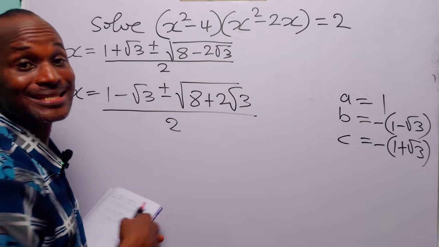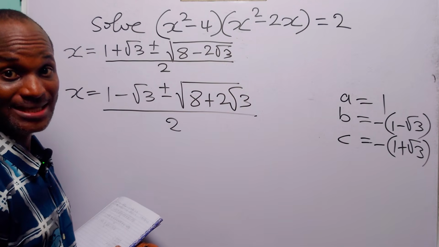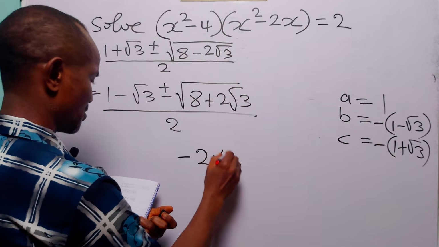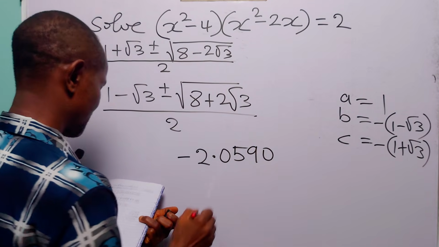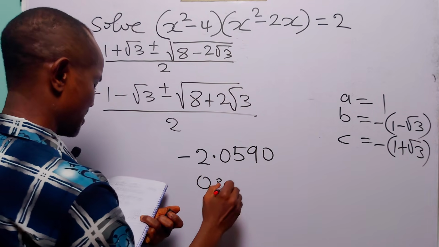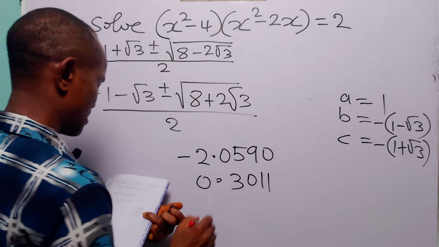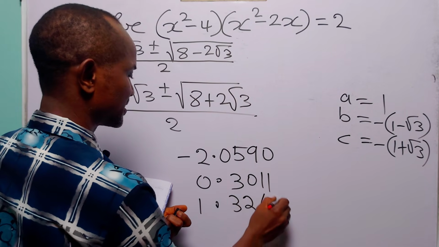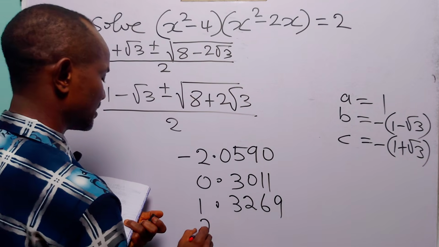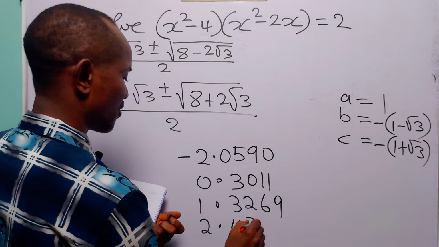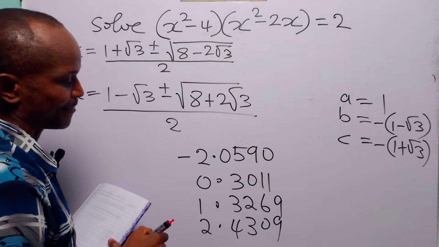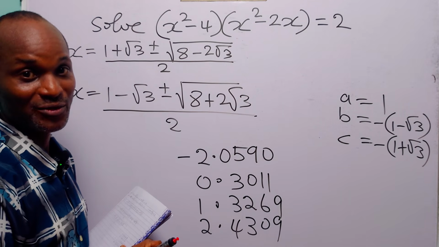These are the 4 exact values, but to 4 decimal places, we have them as minus 2.0590, 0.3011, 1.3269, and finally 2.4309. And with that, we come to the end of this tutorial.